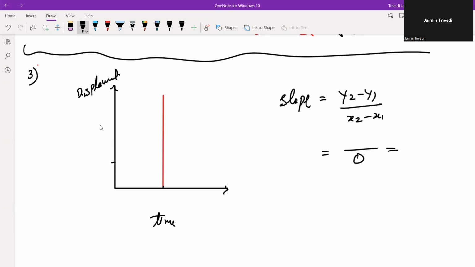Right? So it's an infinite value. So velocity will be infinite. The body moves with infinite velocity.